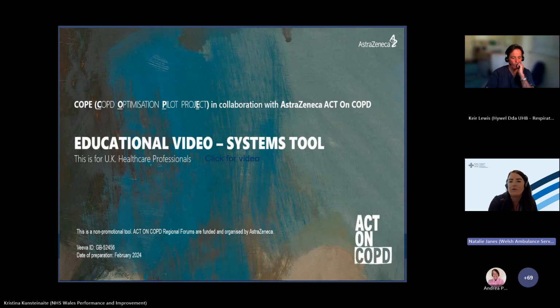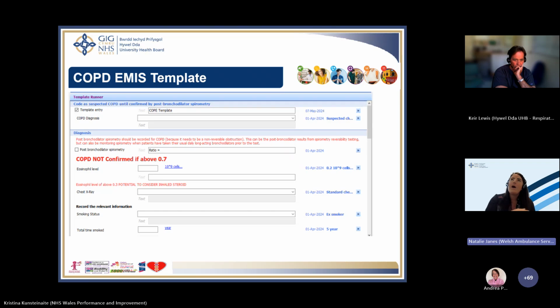Out of the 6 projects which were sent forward, the COPE, which is the COPD optimising pilot project, was the project supported to develop further, for the many reasons that I've already highlighted and discussed. So next slide, please. As part of that, an educational platform was also set up with training videos in Vision and in EMIS, and this helped support us in rolling out the training and education delivery across Wales.